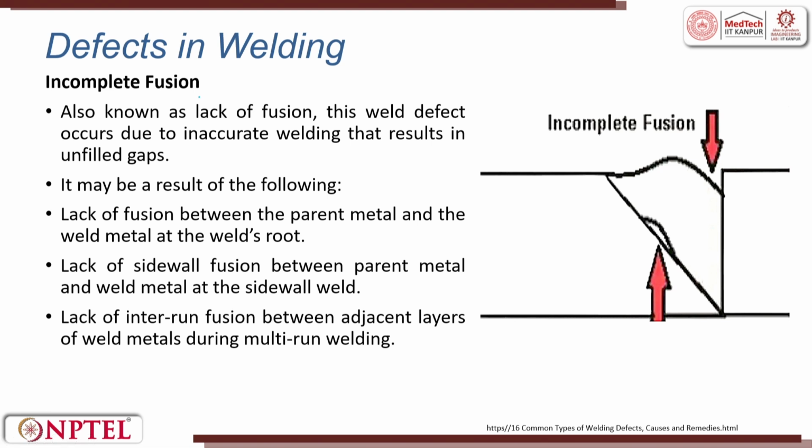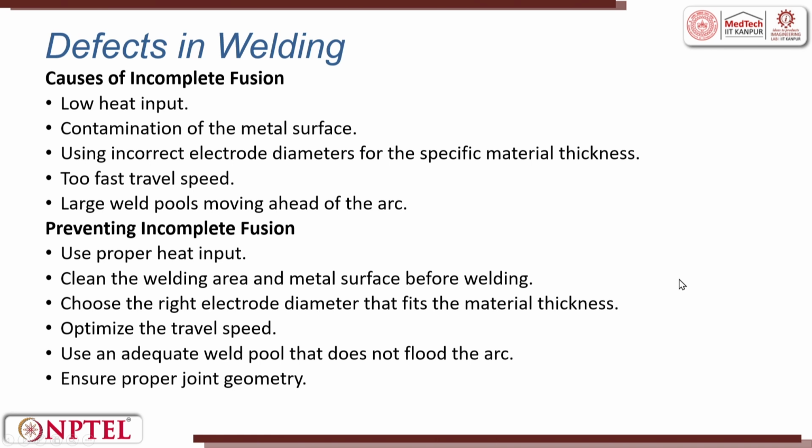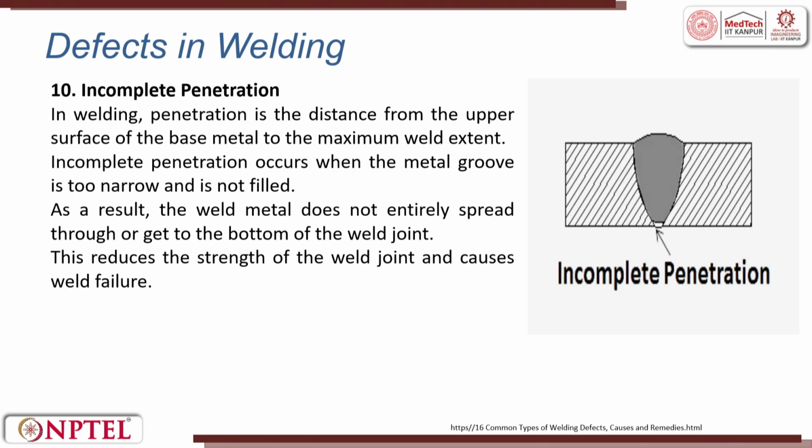So, there can be incomplete fusion. The weld edge preparation is done, the welding is done, but the weld material is not completely filled. This is known as lack of fusion. This weld defect occurs due to inaccurate welding that results in unfilled gaps. Weld roots have to be created such that proper fusion can be achieved. Again, what are the causes for incomplete fusion and the prevention of incomplete fusion?